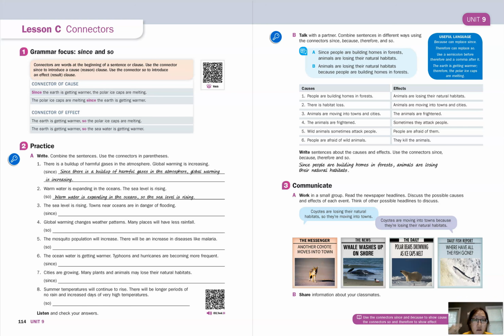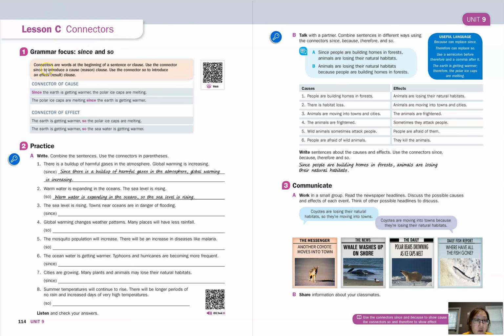Today we are going to do lessons C and D of Unit 9. So go ahead and open your students' books to page 114. Page 114. Okay, so for lesson C, we're going to learn about connectors.